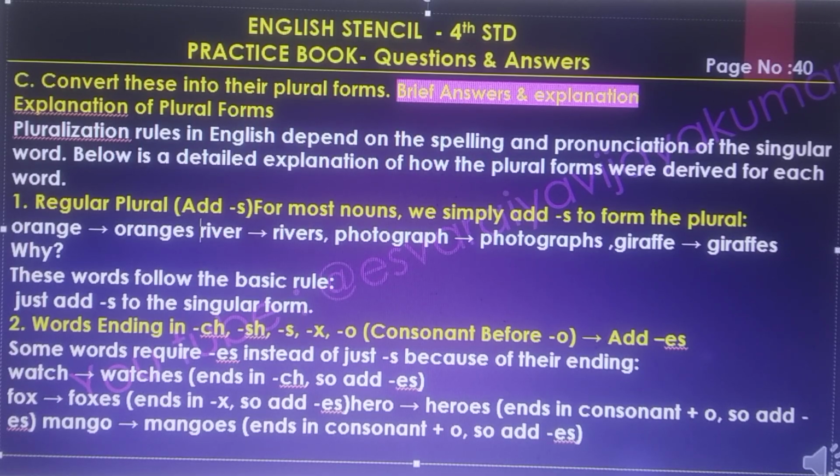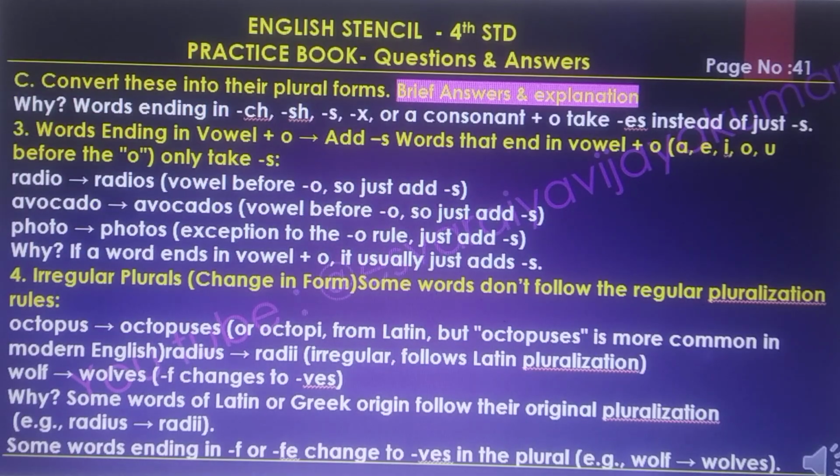Words ending with ch, sh, s, x, or a consonant before o add es. Some words require es instead of just s because of their ending. Watch, watches, ends with ch, add es. Fox, foxes, ends with x, so add es. Hero, heroes, ends with a consonant plus o, so add es. Mango, mangoes, ends with a consonant plus o, so add es. And why do words ending with ch, sh, x or a consonant plus o take es instead of just s?